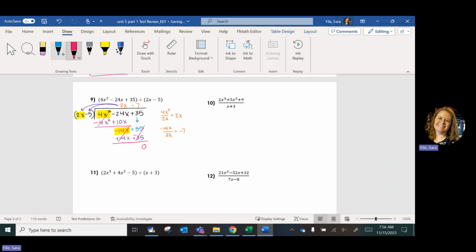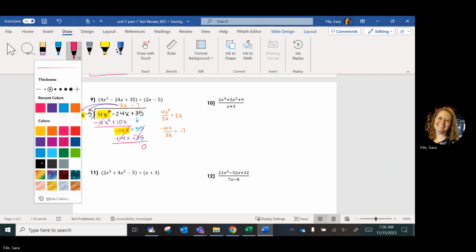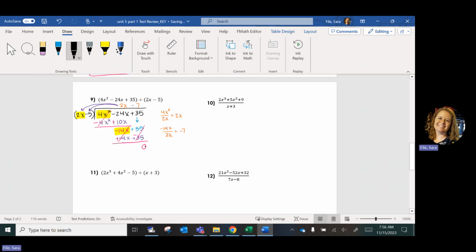So remember, your quotient is on top, and then your remainder is what's left here. If it's something other than 0, remember you write quotient plus your remainder over your divisor. That's how we're going to write our answers. Here, there is no remainder, so we don't have to do that last little part. We just write out the quotient, which is 2x minus 7.